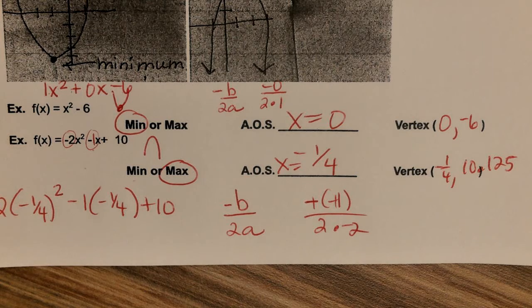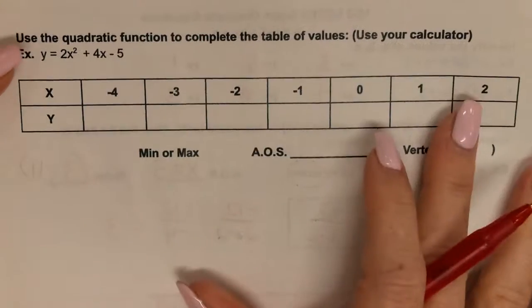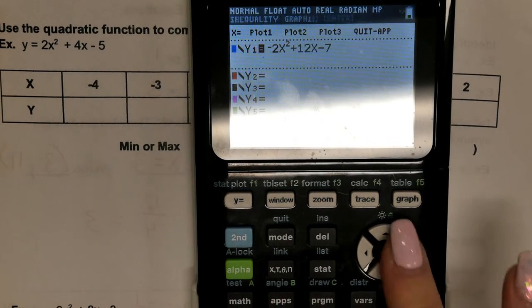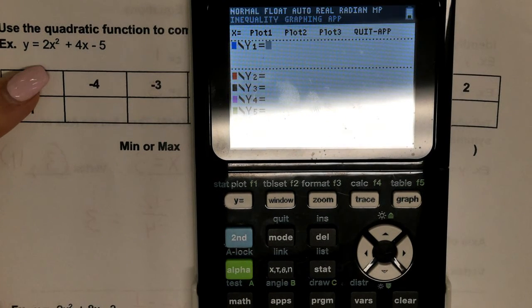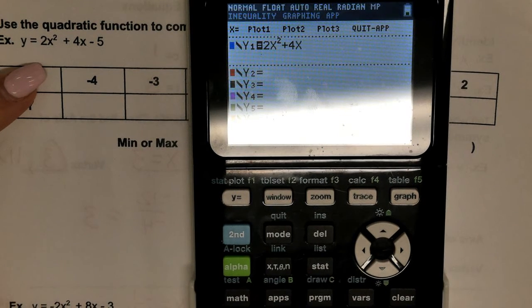Now, the cool thing with quadratics is a lot of times you can see the axis of symmetry. You don't have to use the formula. So don't do more work than you have to. So look at the back. If I gave you this quadratic and you type it in your calculator, so go to y equals and type it in, 2x squared plus 4x minus 5.